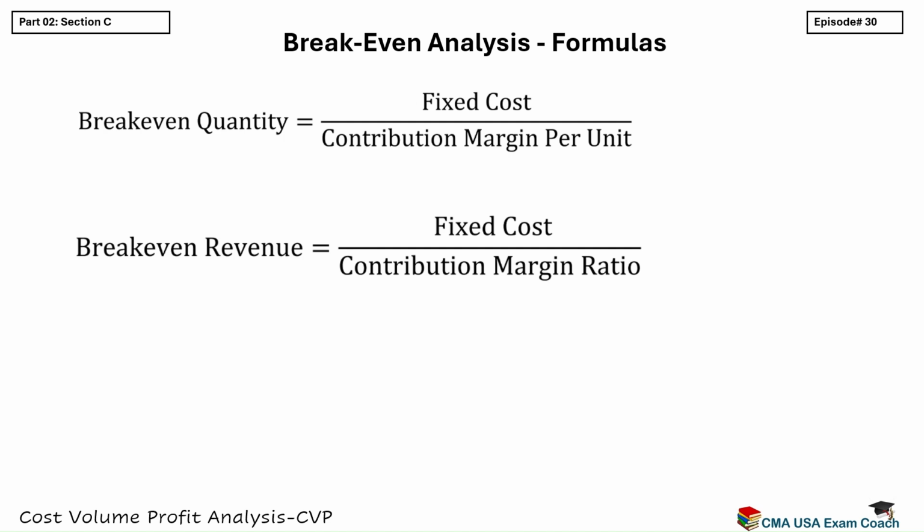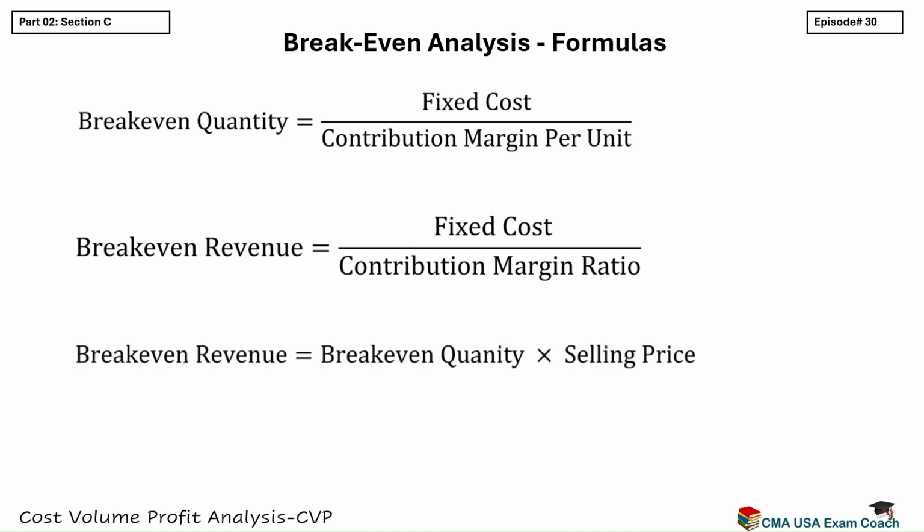And finally, if we already calculated the break-even quantity and we know the selling price per unit, we can also find the break-even revenue using this formula. Break-even revenue equals break-even quantity multiplied by selling price. This simply converts the break-even quantity into total dollar revenue. So, once we know how many units we need to sell to break even, multiplying that by the selling price will give us the break-even sales in dollars. Together, these three formulas are powerful tools that help management in pricing decisions, cost control, and sales planning.